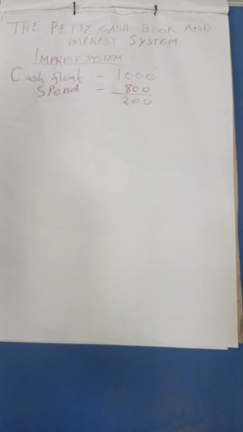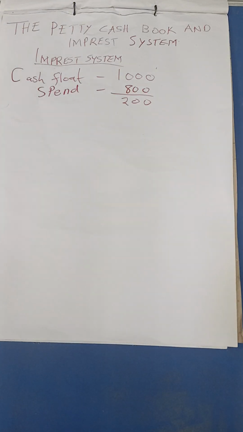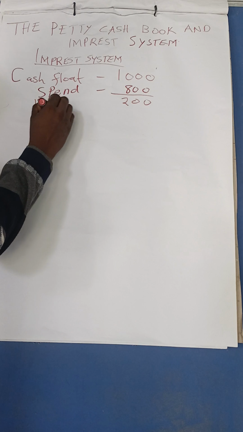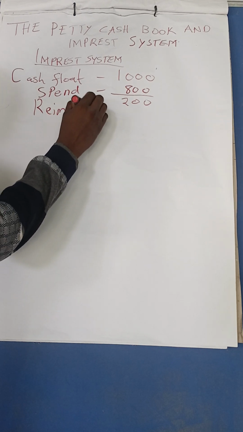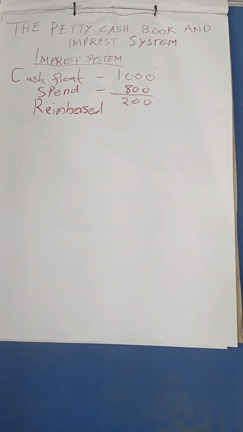So what the petty cashier will do, he will have to go to the senior cashier and be done something called reimbursement. He will be reimbursed. What is reimbursement? Reimbursement, in short, you are going to be given the amount you have spent so that you can be taken to the original position you are in. Yes? So that you can continue spending or making payments in regards to the organization.